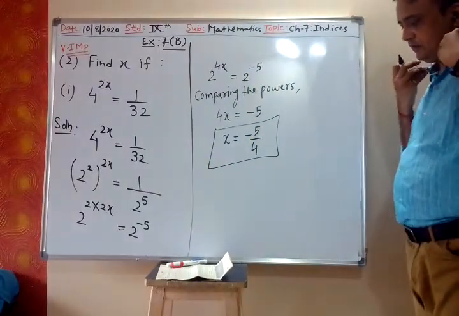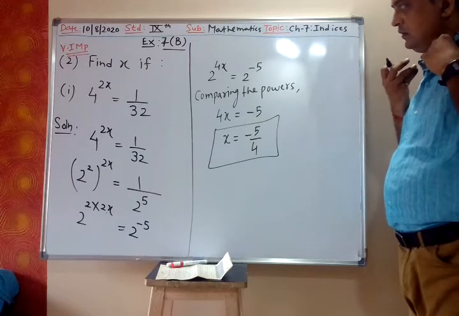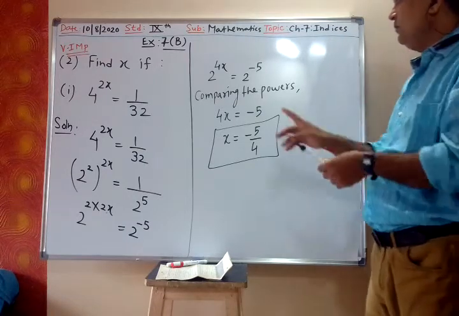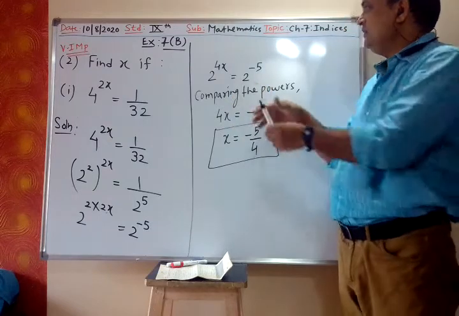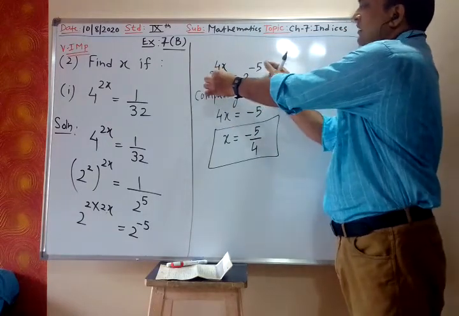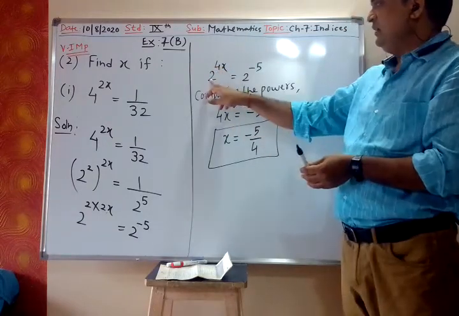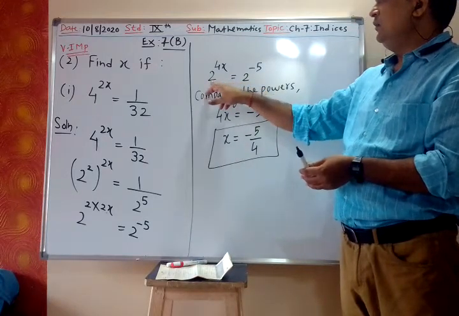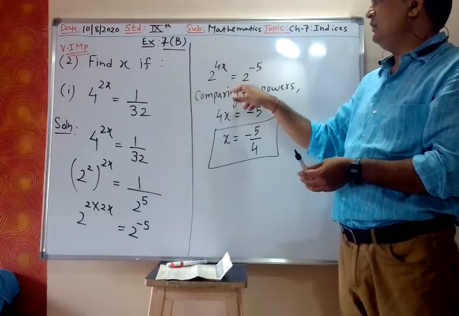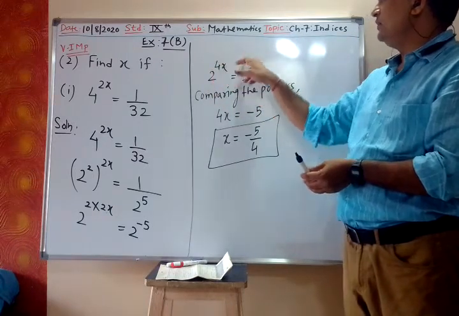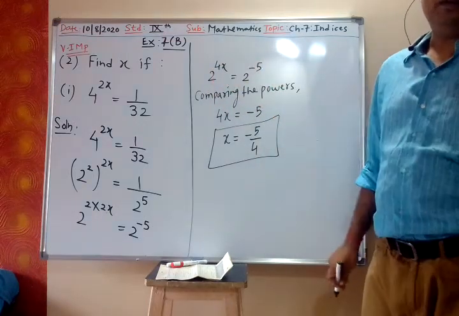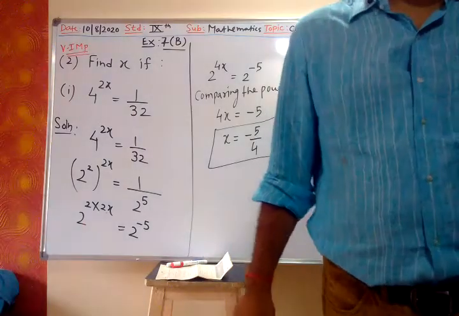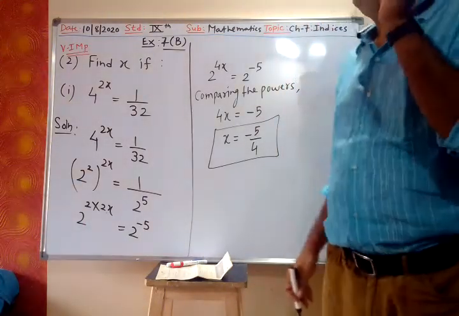Now let us do. We are comparing the power because this is my left hand side and this is right hand side. Left hand side the base is 2. Right hand side the base is 2. Whenever the bases are common, we can compare the powers. For comparing the power, we must have bases equal.